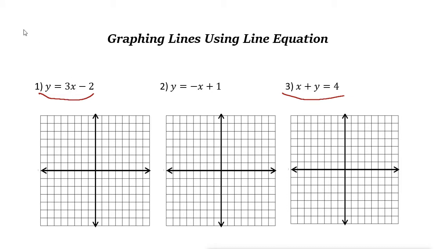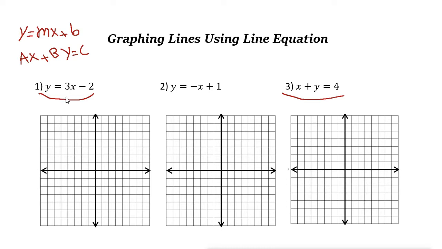In slope-intercept form, generally the equation of a line is y = mx + b. M is the slope and b is the y-intercept, where the line touches or intersects the y-axis, the vertical line. Another way is the standard form, which is ax + by = c. This is the standard form.